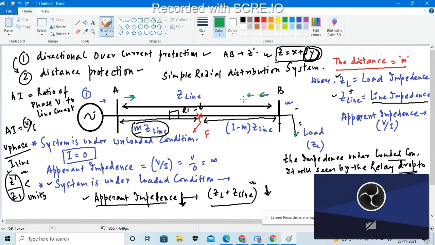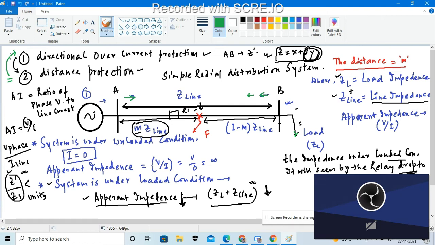So we can say that the distance protection relay inherently has the property of directional overcurrent protection also. That means if I connect one distance protection relay on the transmission line, it will do the work that is done by the directional overcurrent relay. That is why the distance protection relay is called the advanced version of the protection scheme of a directional overcurrent relay.